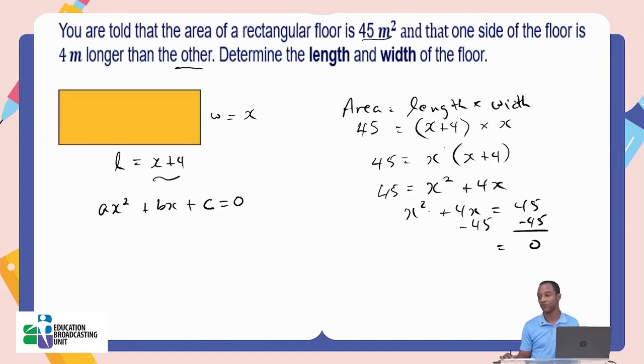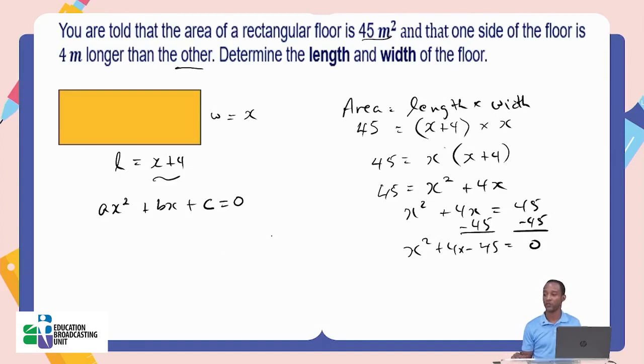Now, 45 cannot be subtracted from x squared or positive 4x because these are all unlike terms. They have different powers. They are terms in x as well. And the constant can only be added or subtracted to a constant. So we have x squared plus 4x minus 45, which is equal to 0. Now, how do we solve that? Well, we can use factorization again.